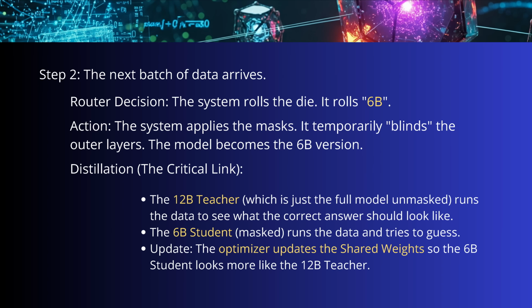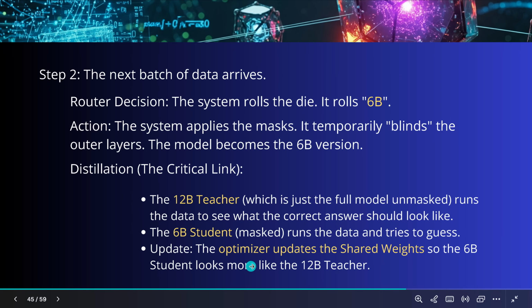We have to run the 12B teacher model, which is the full model unmasked, because we want to have the correct answer, the high complexity answer that a smaller model cannot achieve, and what the answer should look like. And then we run the 6B student model, masked, runs the data and tries to guess the result. But when we do the optimization, the updates of the shared weights, we do it in a way that the 6B student weights look more like the 12B teacher model.